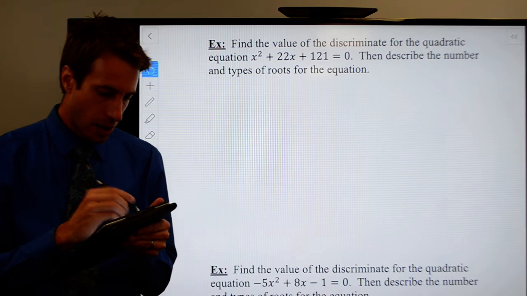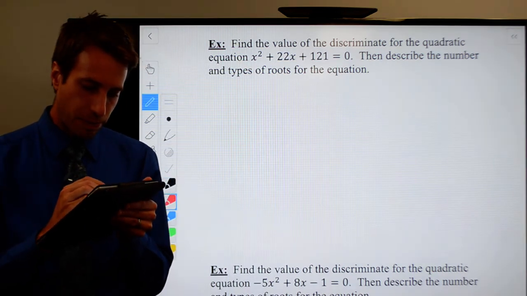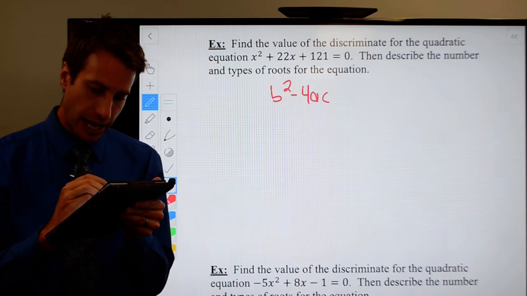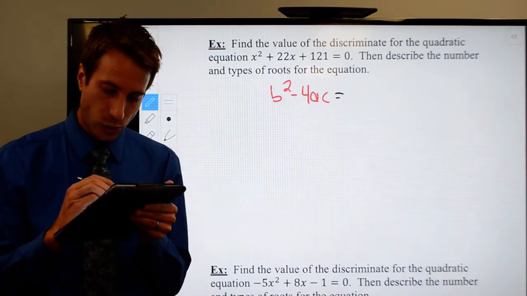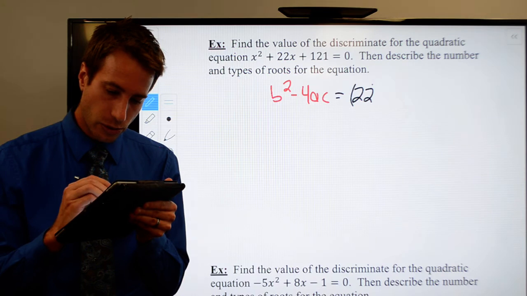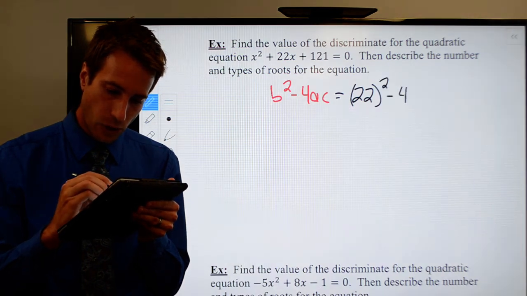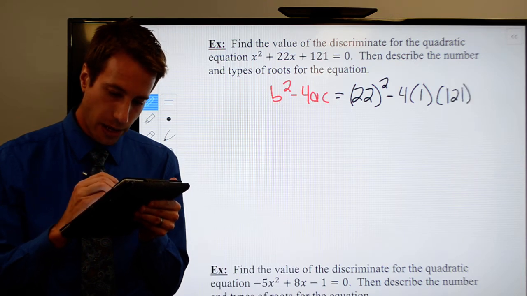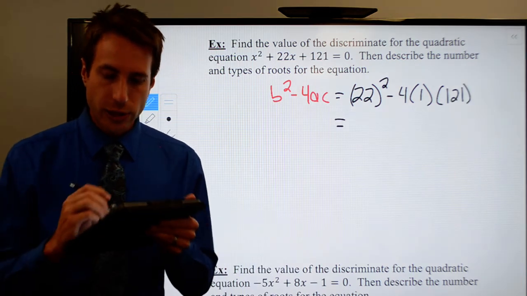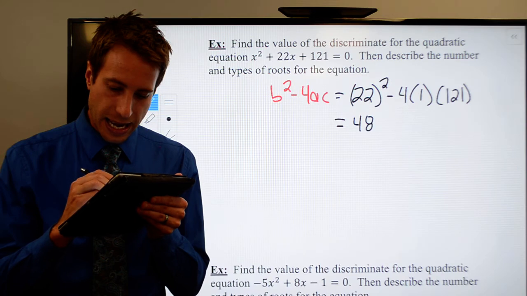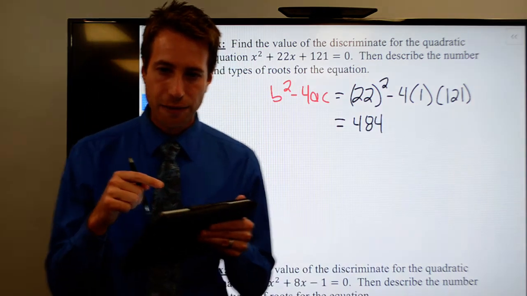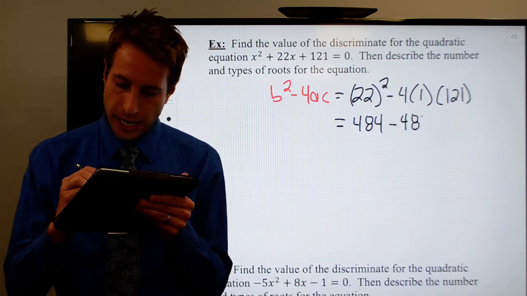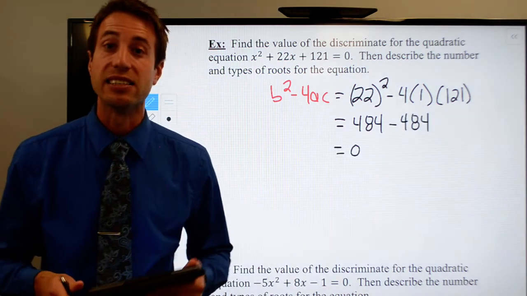Okay. I need to find b squared minus 4ac, so let's go ahead and do that. My b is a 22, so I'll have 22 squared minus 4 times a, which is a 1, times c, which is a 121. All right, 22 squared turns out to be 484, and a negative 4 times 121 is also 484, which means I get 0.